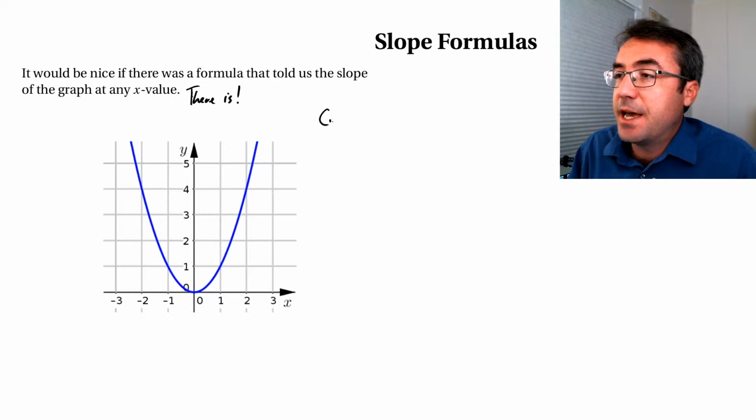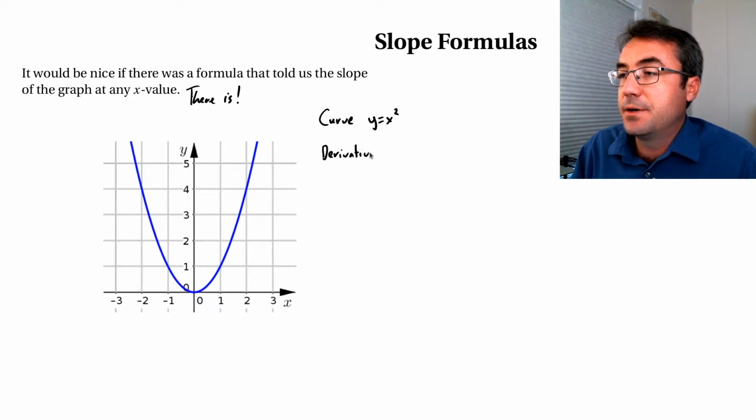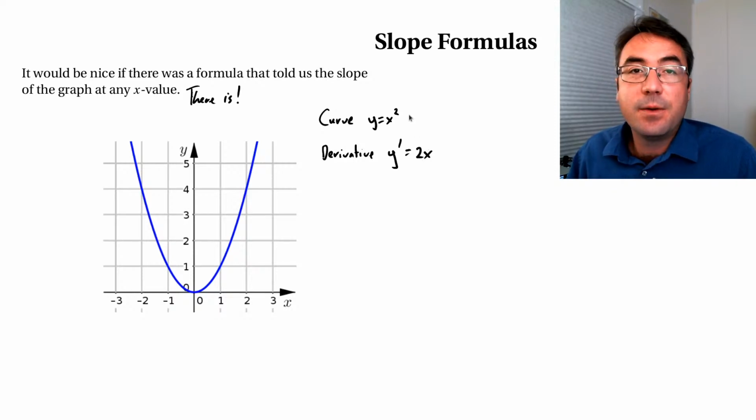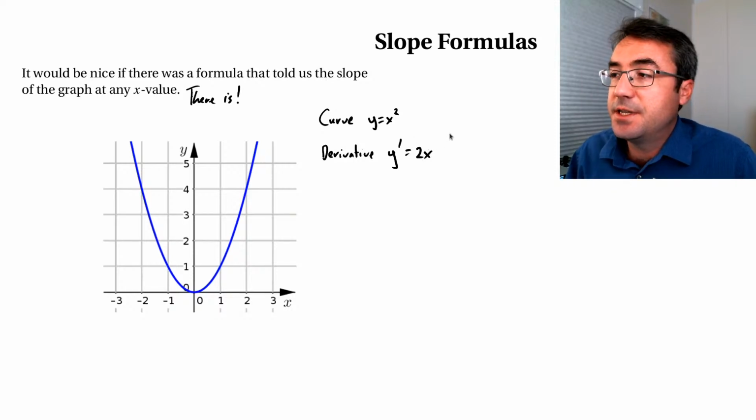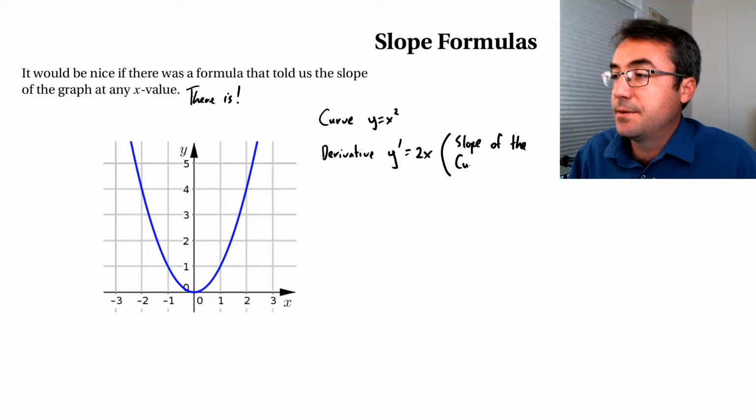So this is, again, our curve y equals x squared. And we've done it before where we've actually looked at the derivative of that function. And we've seen that the derivative is 2x. And what the derivative function does is it tells us the slope of the curve, or our tangent line, at any x value.